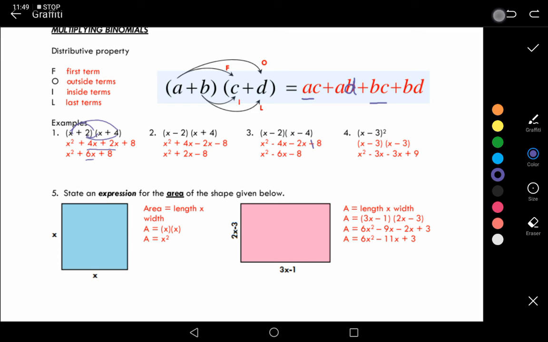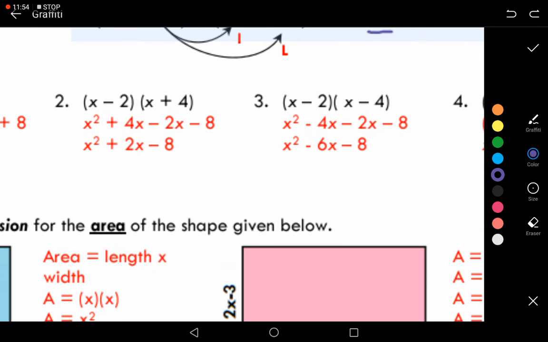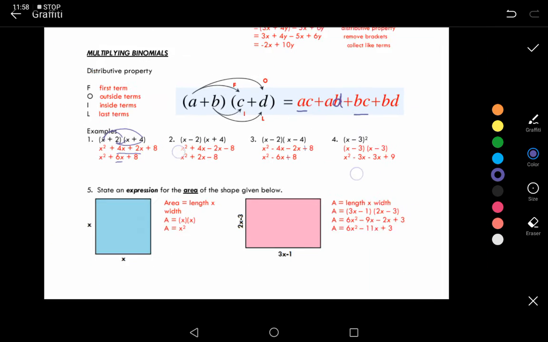Oh my gosh. Hang on. Zoom in so this doesn't look so bad. There we go. That's better.